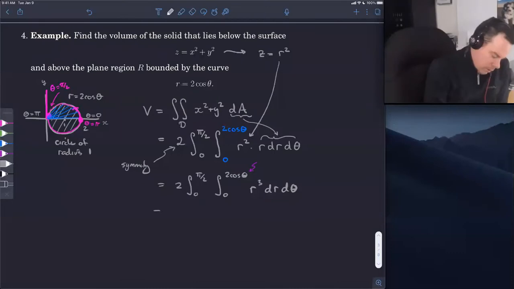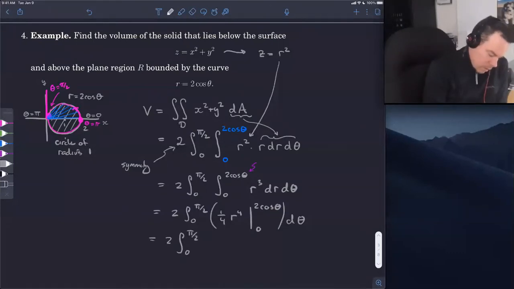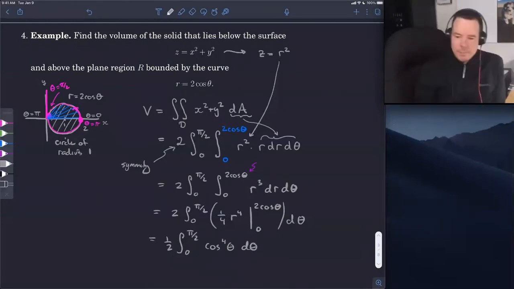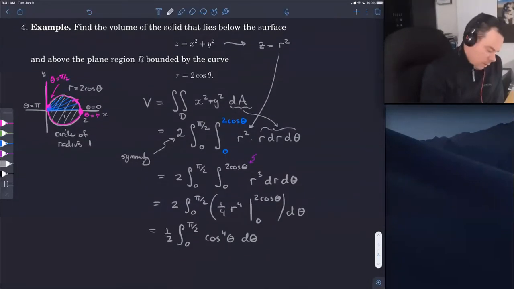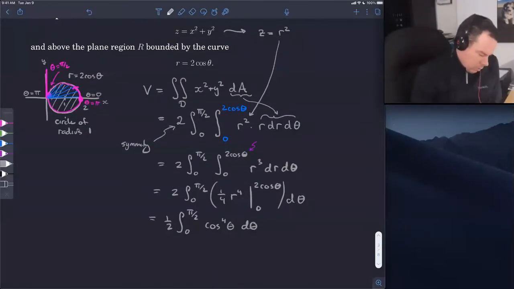So then we can go ahead and go 2 times the integral from 0 to pi by 2, a quarter r to the fourth. That's going to be evaluated from 0 to 2 cos theta, d theta. And then that becomes 2 times the integral from 0 to pi by 2 of a quarter. I can bring the quarter out front as a half. And then I get a cos 4 theta d theta. And so now that's the integral that I'm going to be interested in.